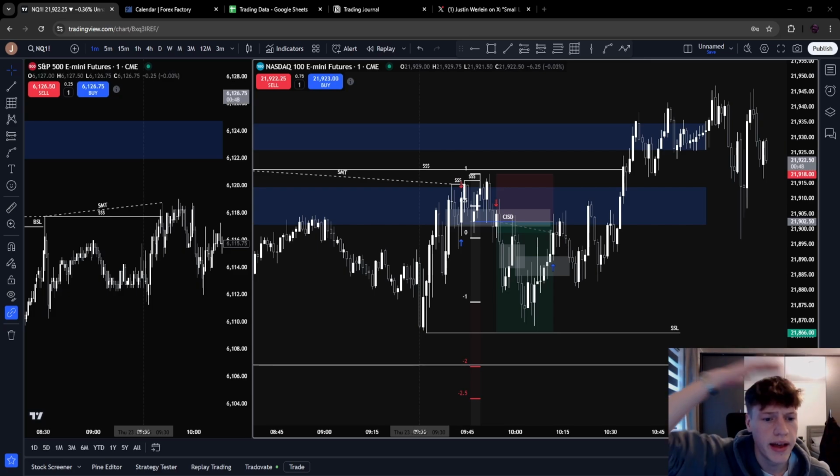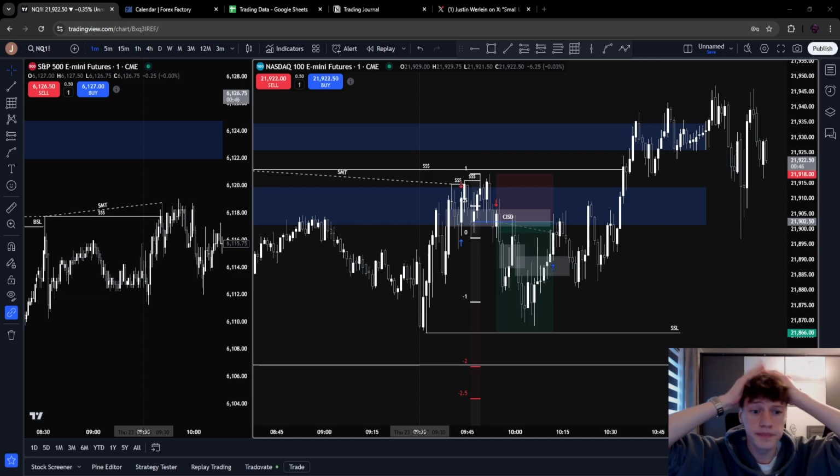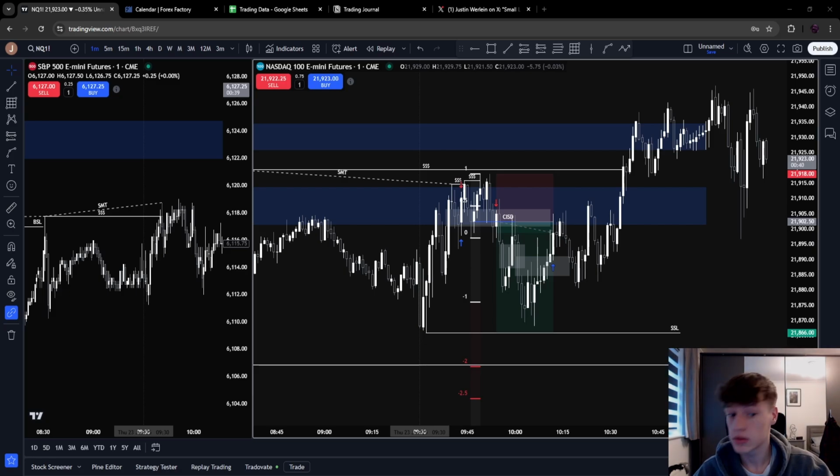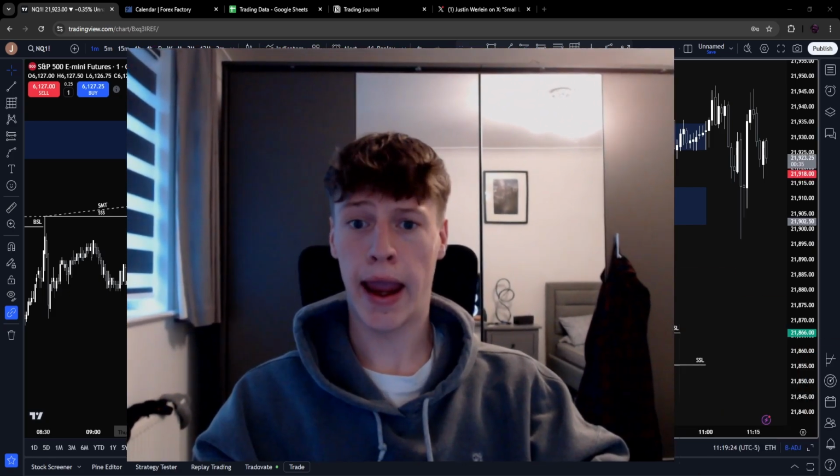Don't like the top of my hair right now. It looks a bit weird. Maybe on my next haircut I get it thinner on top as well. Just looks a bit weird. Anyway.